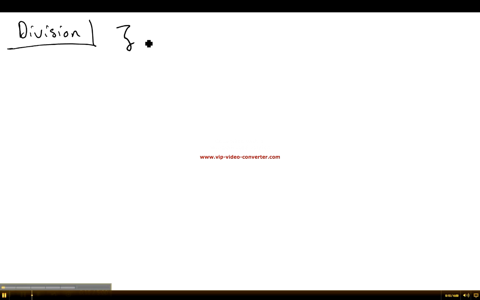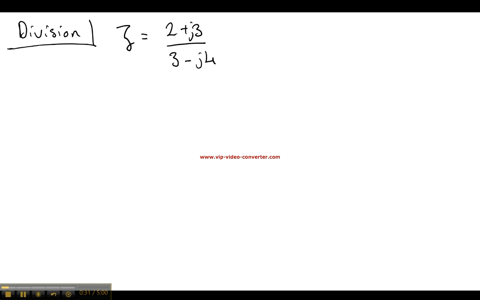Once we've looked at multiplication of complex numbers, the last thing then to look at is division of a complex number. Okay, so again we'll start with an example that will say z equals 2 plus 3j, all to be divided by 3 minus j4. So how do we do this?